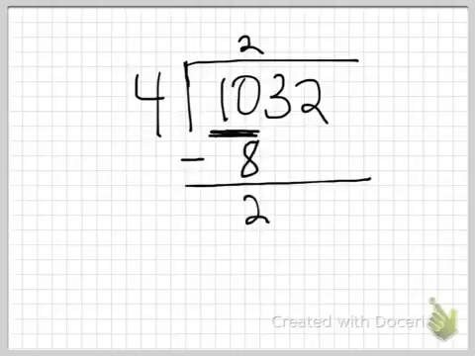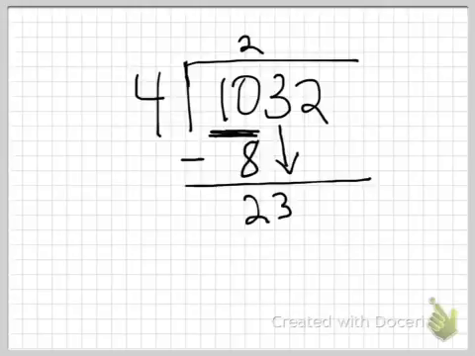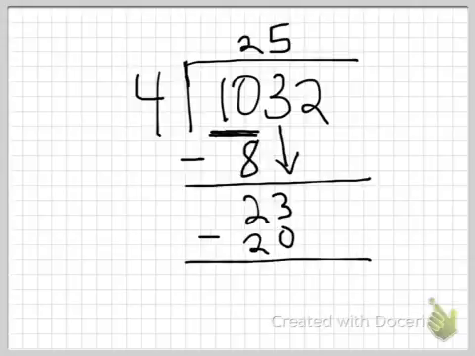Now we're going to bring down the 3. And how many times does 4 go inside of 23? Well, 4 times 4 is 16. That's too small. 4 times 5 is 20. So 5 times. 4 times 5 is 20. Subtract, and we get 3. Okay, 2 minus 2 is 0.